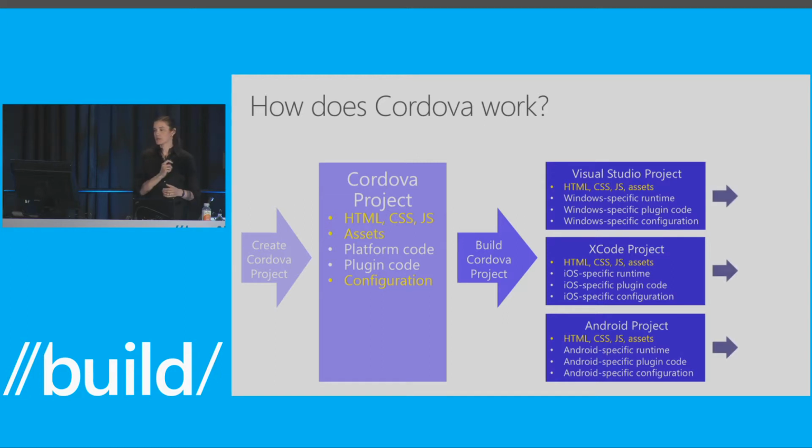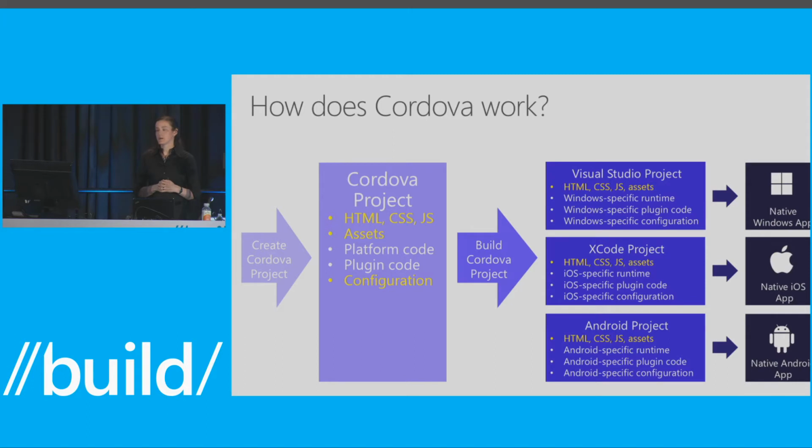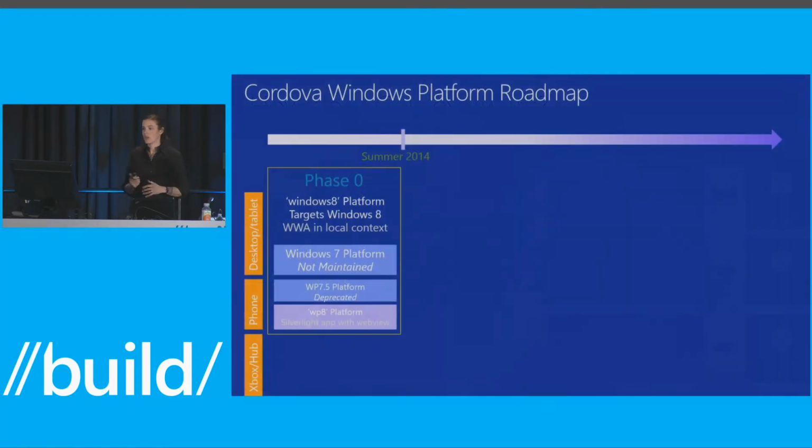And then when we build these, we end up with a native Windows app, a native iOS app, and a native Android app that builds just straight into what you would expect to be an app. And then you can take each of these applications and submit them to their respective stores. Let's talk a little bit more about how the Windows platform works, because presumably at least some of you are Windows developers.